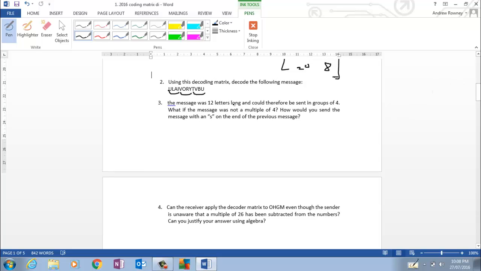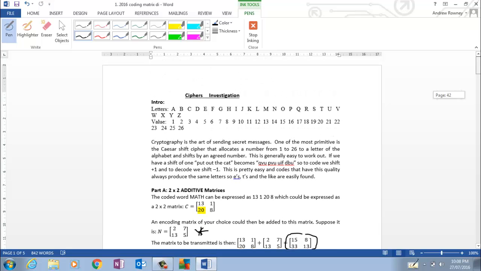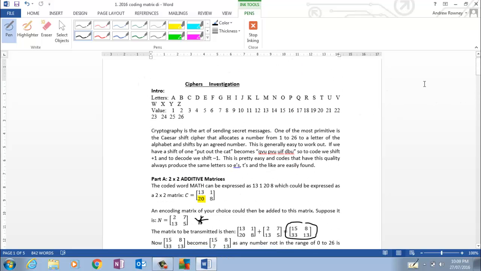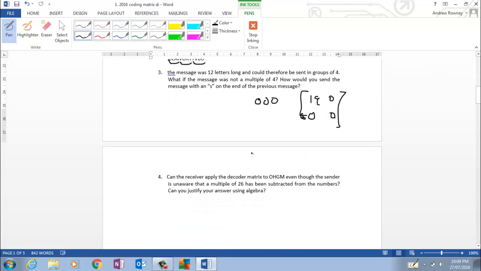Question 3, the message was 12 letters long, so it could be sent in groups of 4, 3 lots of 4, but if the message was not a multiple of 4, how would you send the message? For example, if there was an S on the end of this, well, one way of doing that is you could actually use 0, 0, 0. So you could have the S, and the S corresponds to 19. So your matrix could be 19, 0, 0, 0. That could be your last matrix. Because the 0 doesn't stand for A, that's the number 1. And you can think of other ways of doing it if you want, but that's question 3 answered.